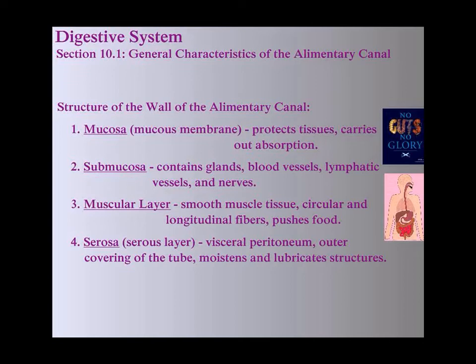Next in line, if we're moving out to the superficial layers, we have the submucosa. It's going to contain glands, the blood vessels that are going to run around it, lymphatic vessels, which are essentially going to be helping the immune system, as well as nerves. Okay.